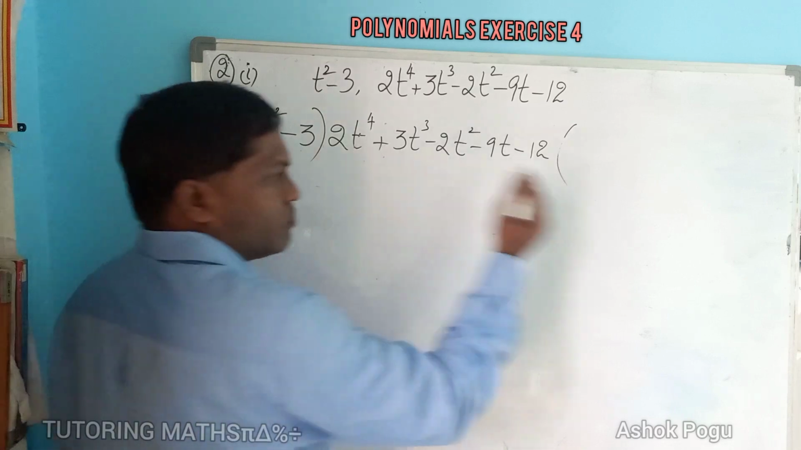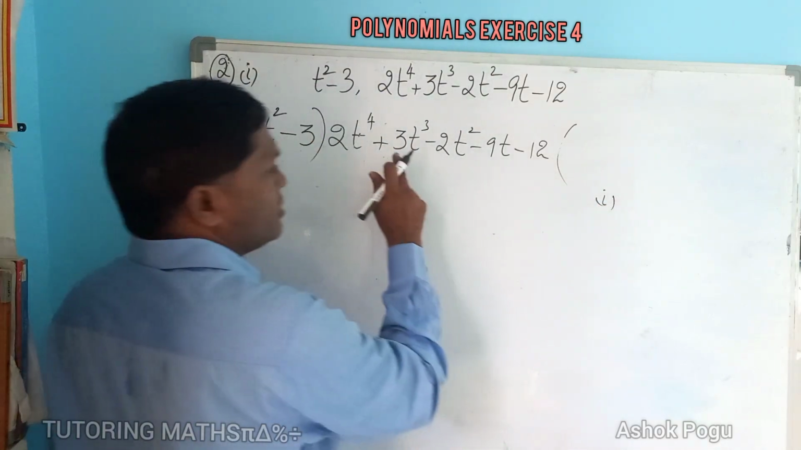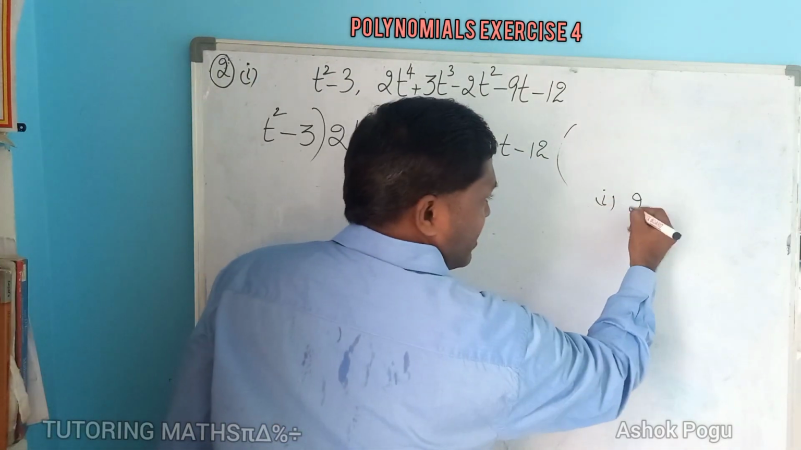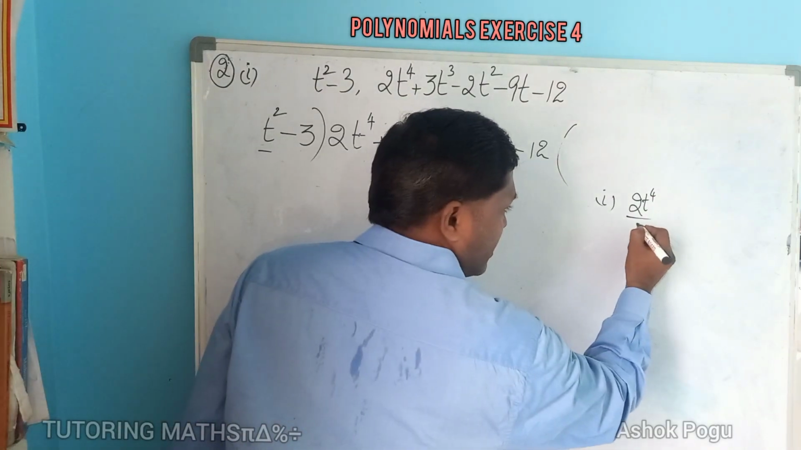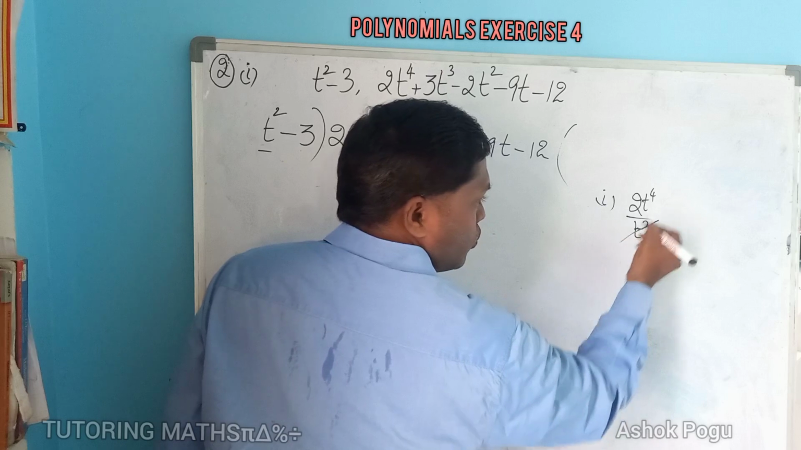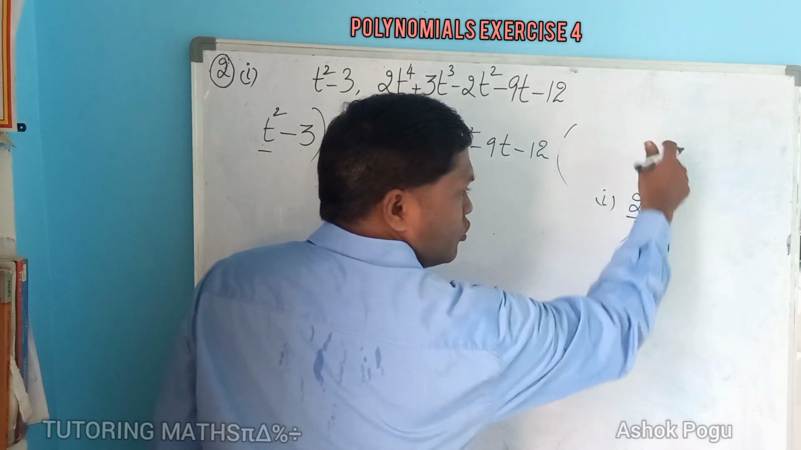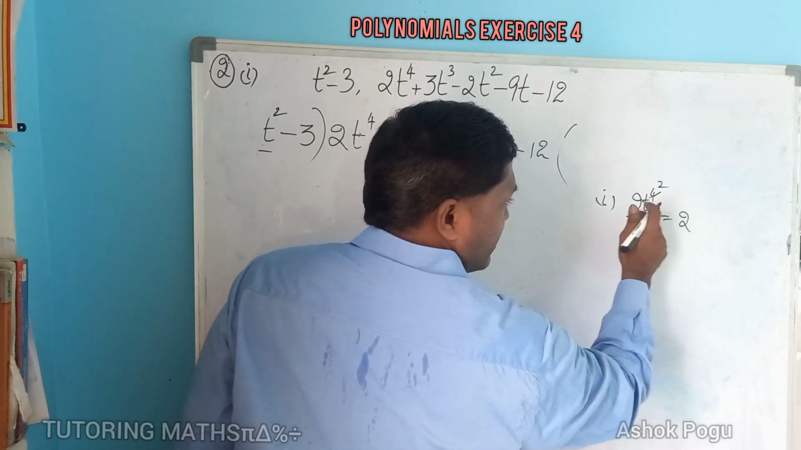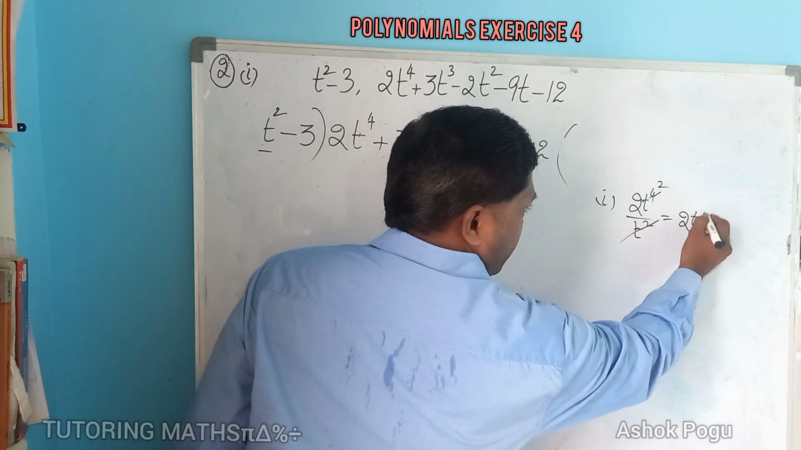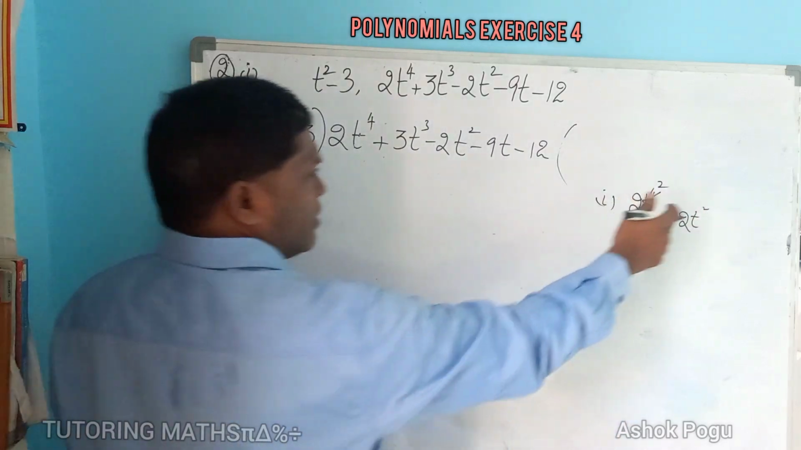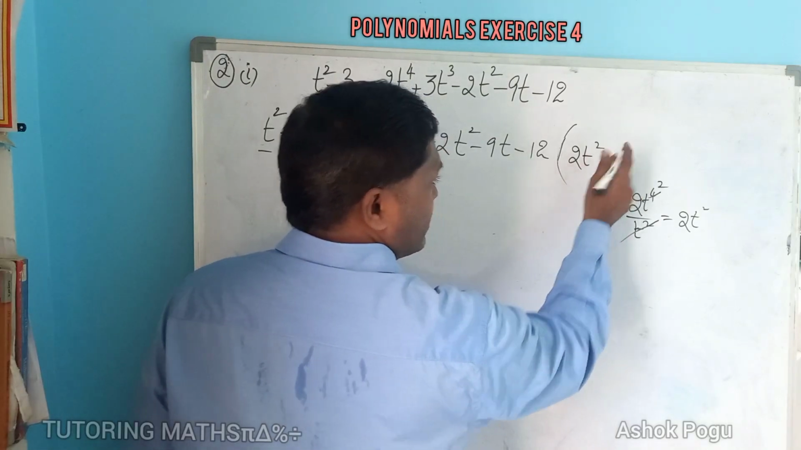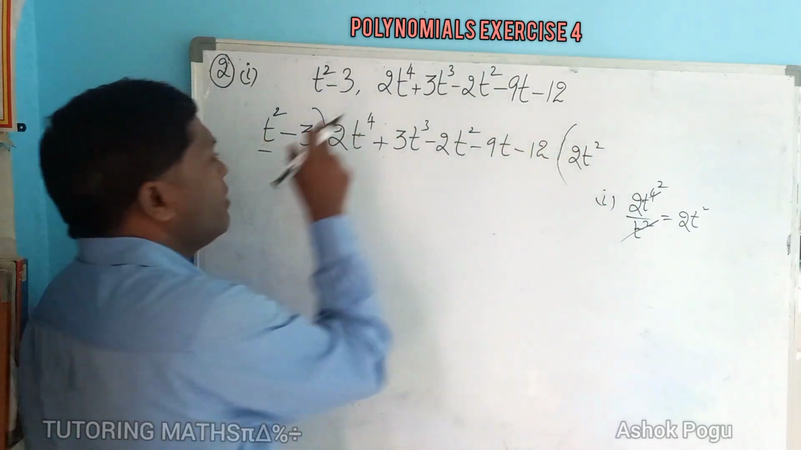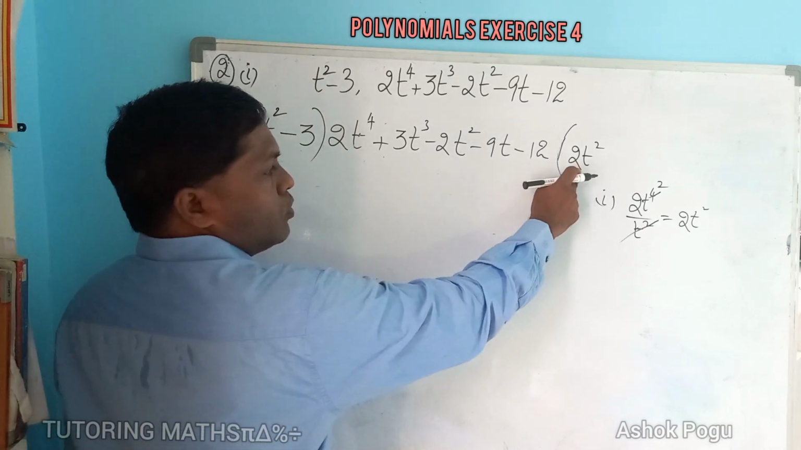And first term, we have to follow the step. First term of the dividend, and here what is the first term of the divisor? That is t square. 2 t's get cancelled and 2 more t's are left, that is 2t square. Now that becomes the first term of the quotient. You multiply this quotient by the whole polynomial.